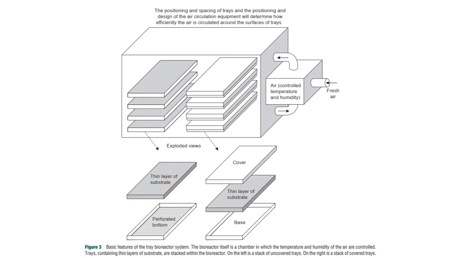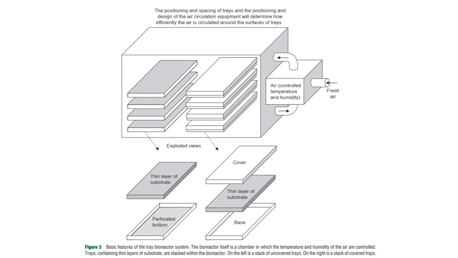So on the left is a stack of uncovered trays. This one is uncovered and perforated. Perforated means there are small pores on the tray's bottom, and above it a layer of substrate can be placed. The second type is not perforated. It is only a stainless steel tray, the layer of substrate is placed, and after that the cover is placed. So these are the two different types. Based on the application, we can choose either type, whether it is to be covered or not.